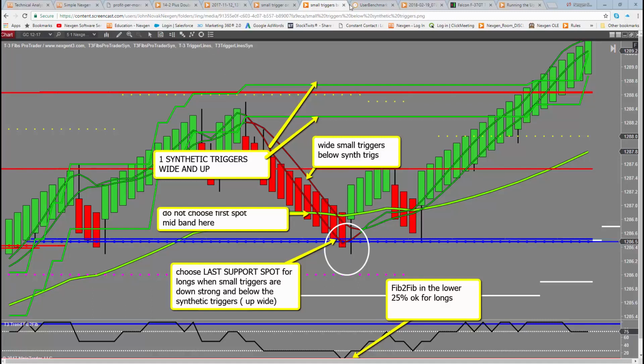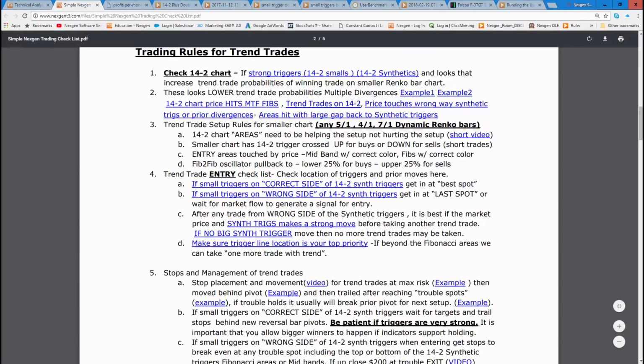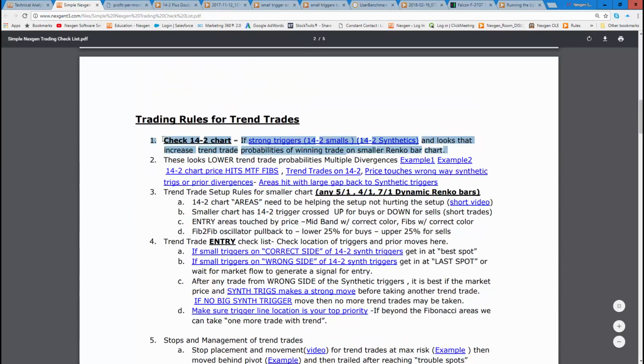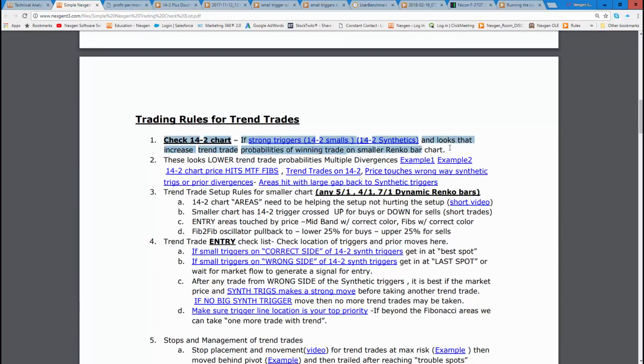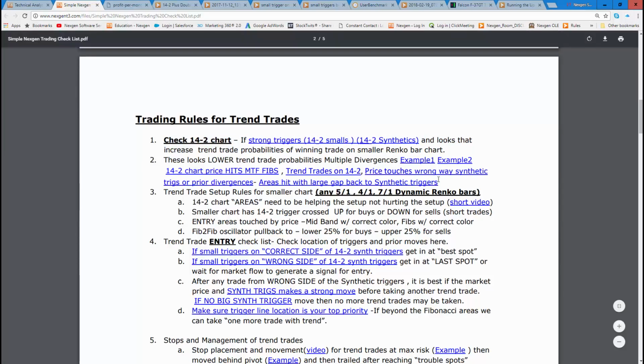So we're going to look at, again, these rules right here. When, and again, these are going to be obvious to you. I mean, this one's so easy, almost don't even need to teach it. When the 14-2 chart is really helping you, you get really, really easy trend trades. I think everybody gets that one. It's this one that people have trouble with. So again, look what happens.